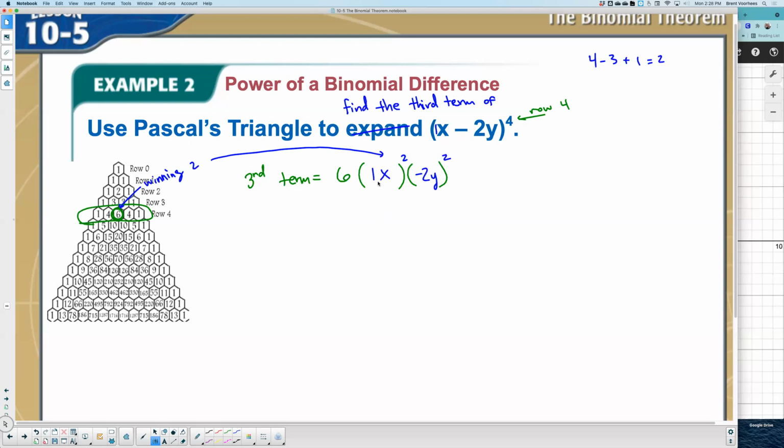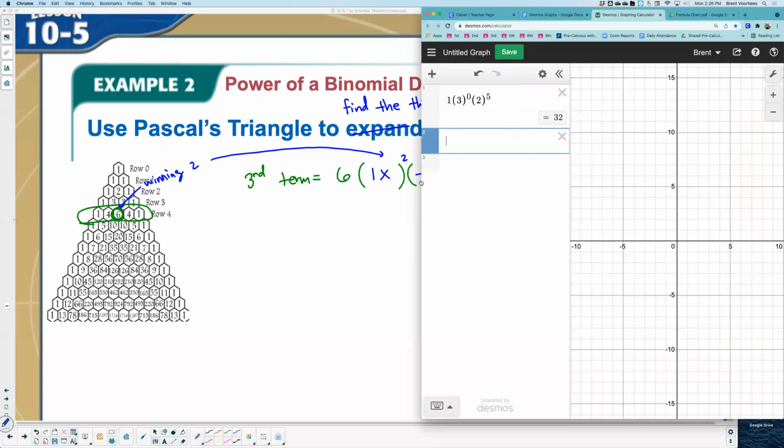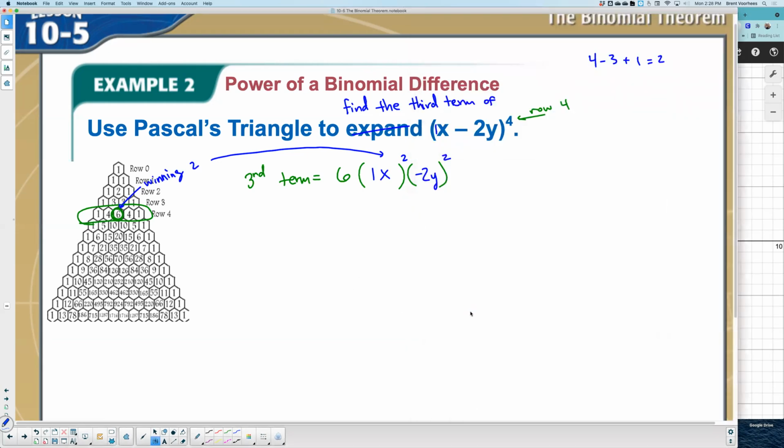So let's go type this in the calculator without the x and y. So it's going to be 6 parentheses 1 raised to the power of 2. And I know if you have a 1, you don't technically have to write any of those ones. And then it was a negative 2 raised to the power of 2. So the third term would be positive 24 x squared, because now I know I couldn't put it in the calculator, but it does have an x squared, and y squared. That would be the third term.